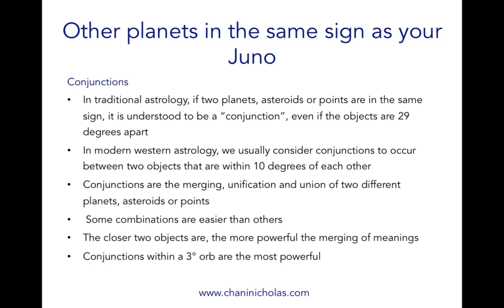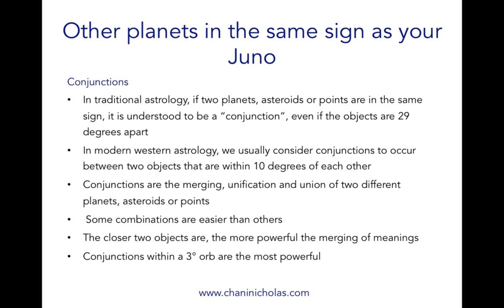Conjunctions are the merging, unification, and union of 2 different planets, asteroids, or points in our chart. Some combinations are easier to work with than others. The closer 2 objects are, the more powerful the merging of their meanings. Conjunctions within a 3-degree orb, so within 3 degrees of each other, are the most powerful. 3 degrees and less are the most powerful.